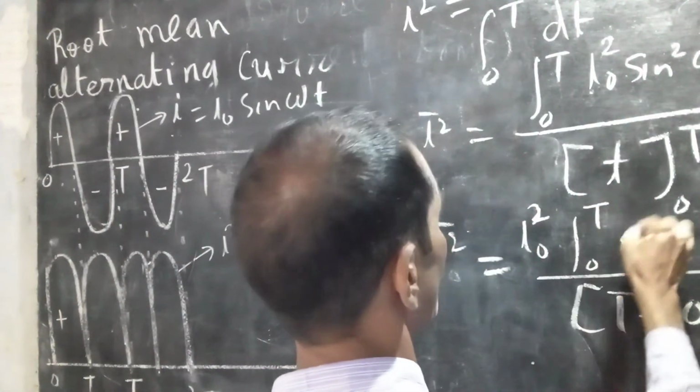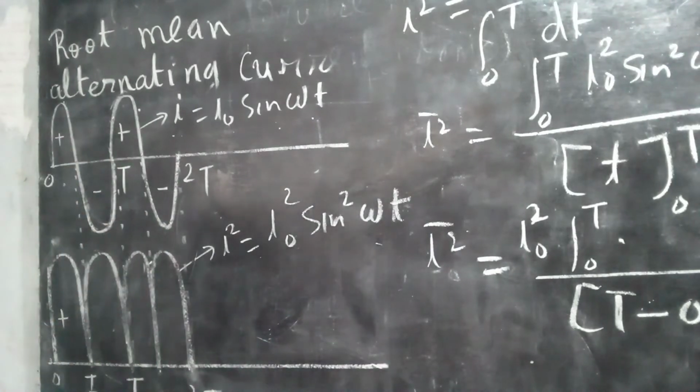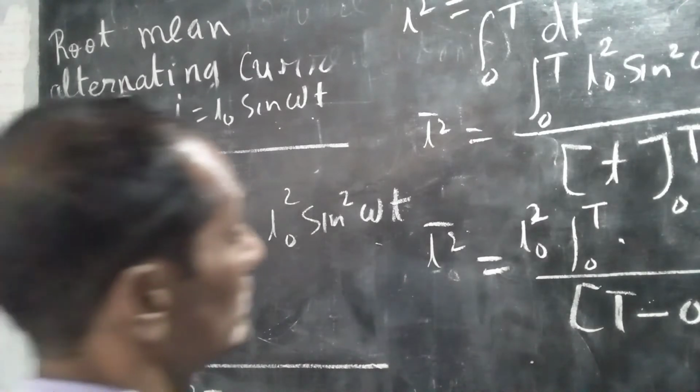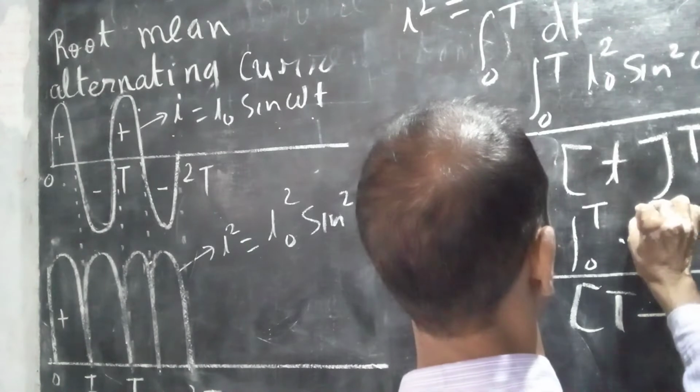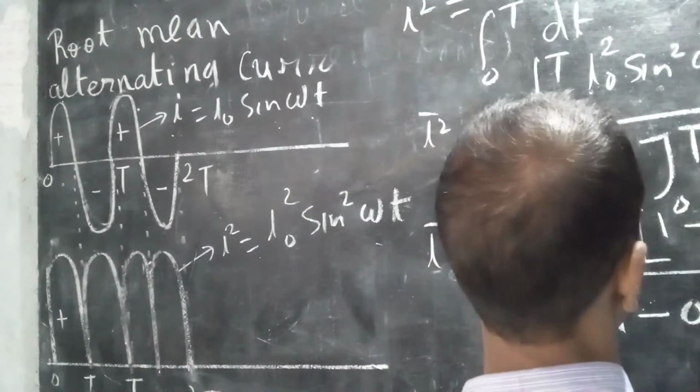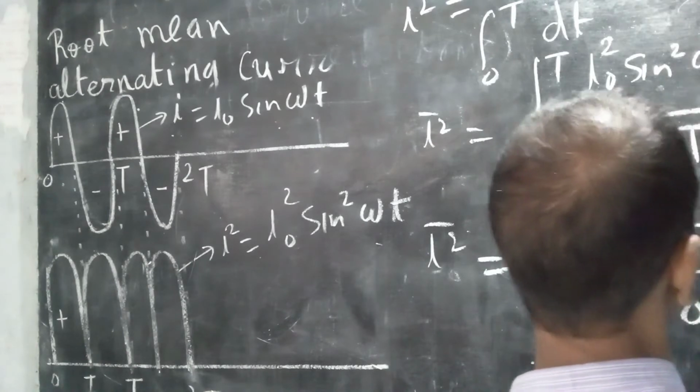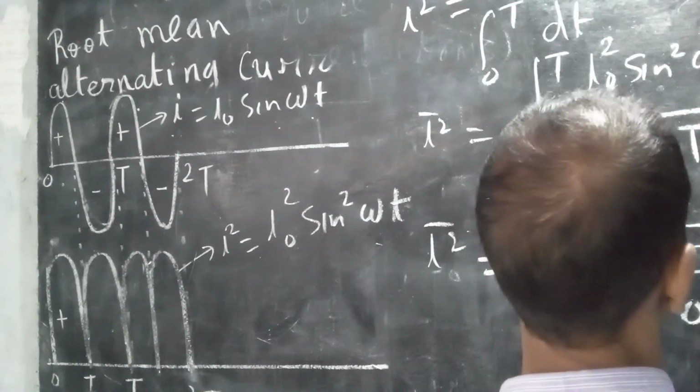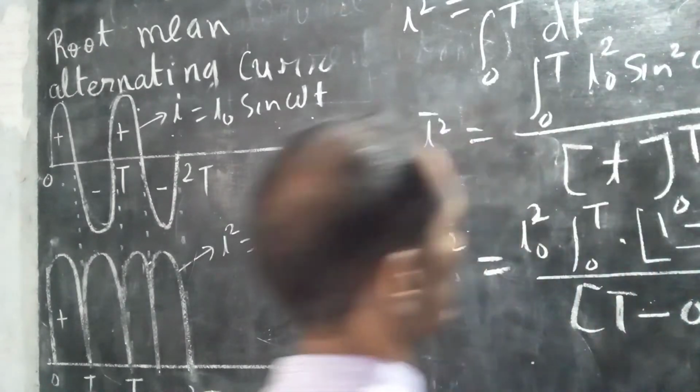Integration 0 to T of sin square omega t. Now we change sin square omega t into a linear function. cos 2 theta is equal to 1 minus 2 sin square theta, so sin square theta is equal to (1 minus cos 2 theta) upon 2. To change this to a linear equation, we can write (1 minus cos of 2 omega t) upon 2, integration dt.